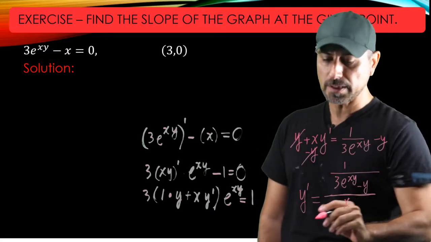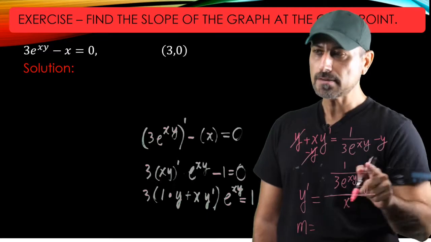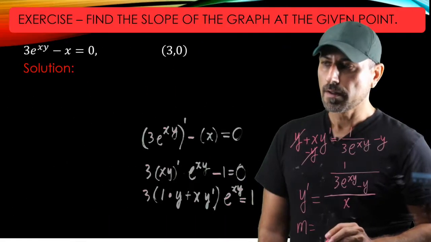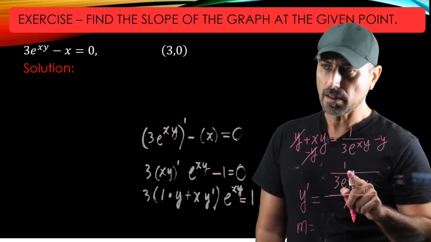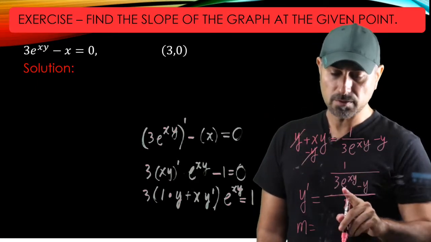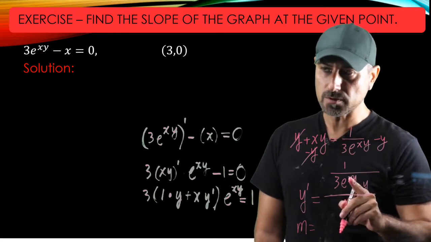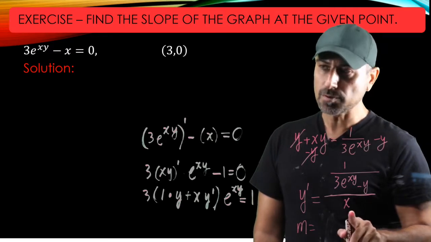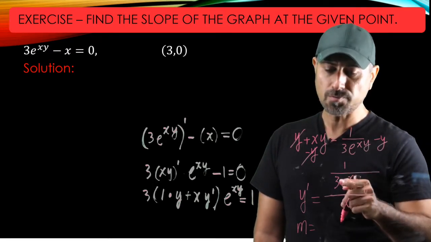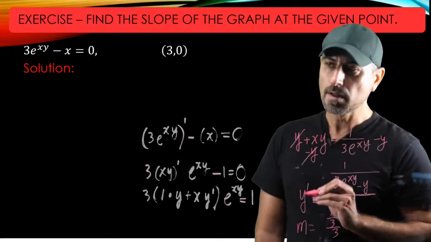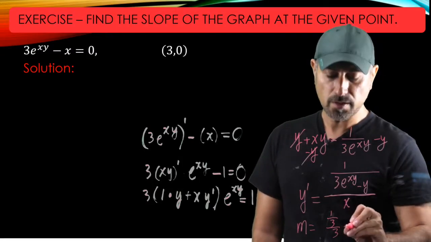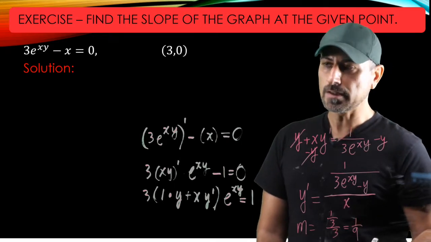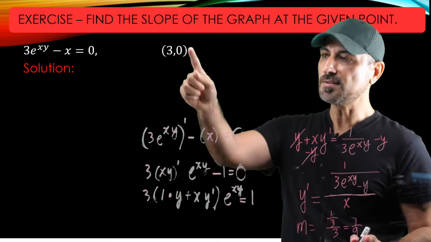So all we're going to do is evaluate this expression for x equals 3 and y equals 0. Since x and y are 3 and 0 respectively, e to the xy is going to be e to the 0, which is equal to 1. y is already 0, and x equals 3. It turns out that 1 over 3, over 3, is the answer. But we know that 1 over 3 over 3 is going to be 1 over 9. So the slope of the tangent line is 1 over 9, and we have the point provided to us.